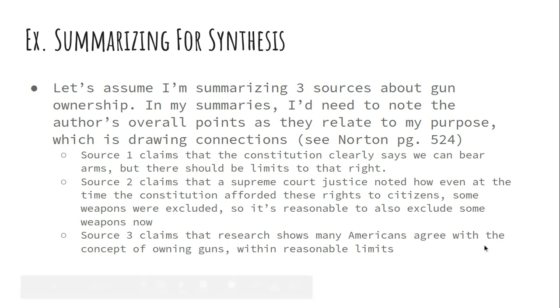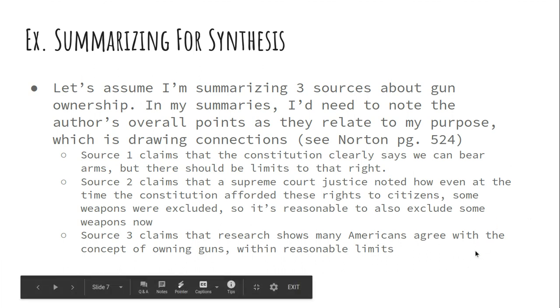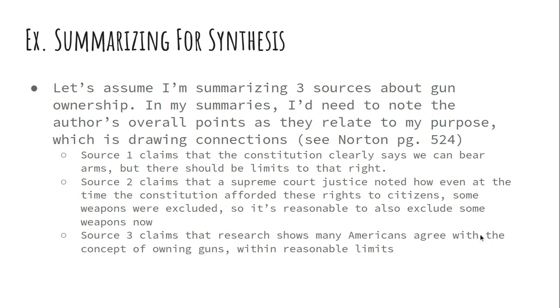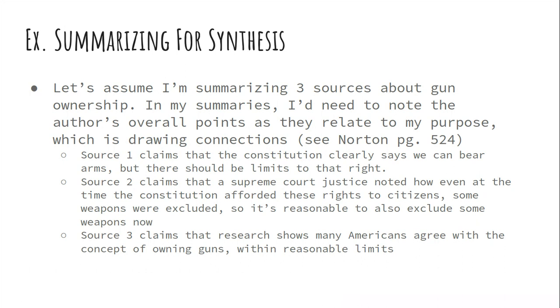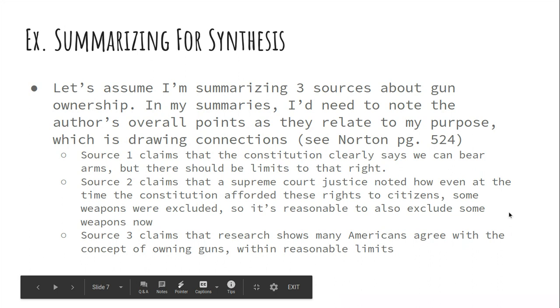So as I'm summarizing, and these are very brief, this wouldn't be my entire summary, but if I'm making notes to myself about these sources that we see on page 524, that's sort of what it might look like, right? I'm not leaving out the big picture idea of what the author said, but I am more focused on what he or she says specifically about these limits on gun ownership, because that might be my topic at this time.